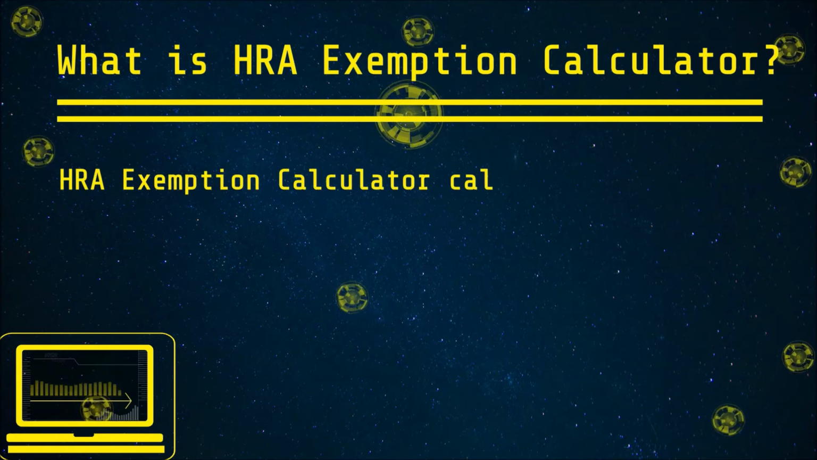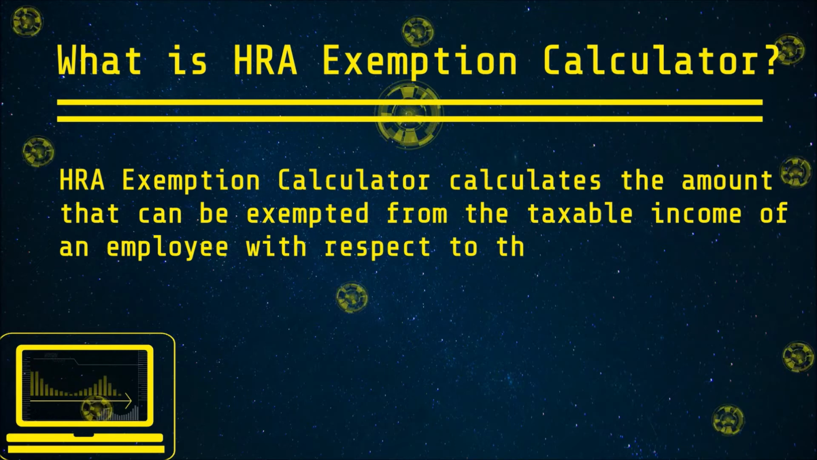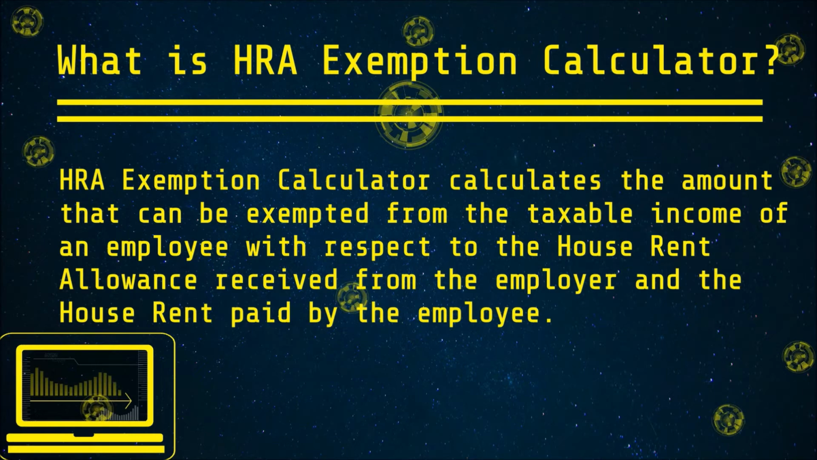The calculator calculates the amount that can be exempted from the taxable income of an employee, with respect to the house rent allowance received from the employer and the house rent paid by the employee.